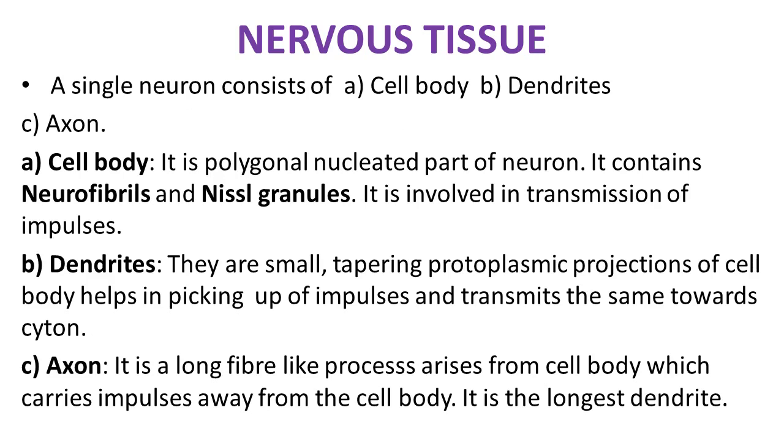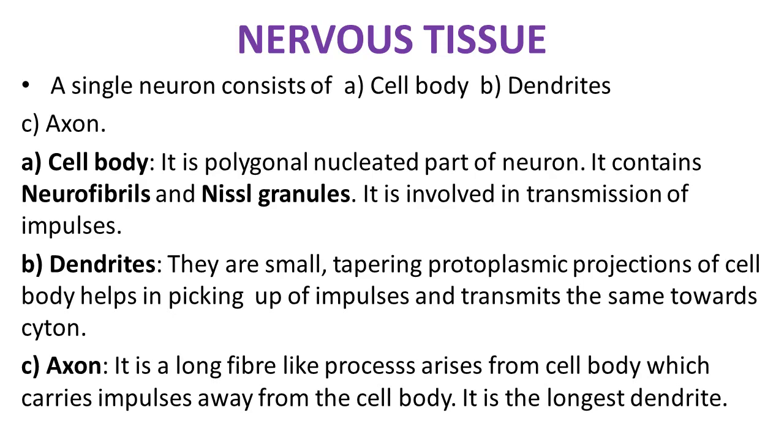Cell body means it's the beginning part of the nerve tissue. It's polygonal in shape. It contains a nucleus. It is involved in the transmission of impulses. It may be responsible for transmitting whatever impulses we receive.